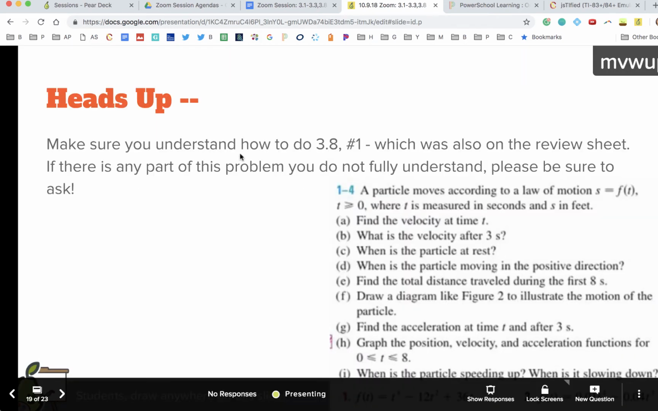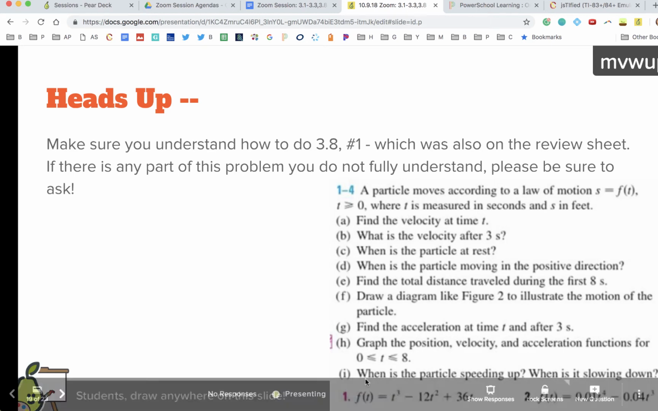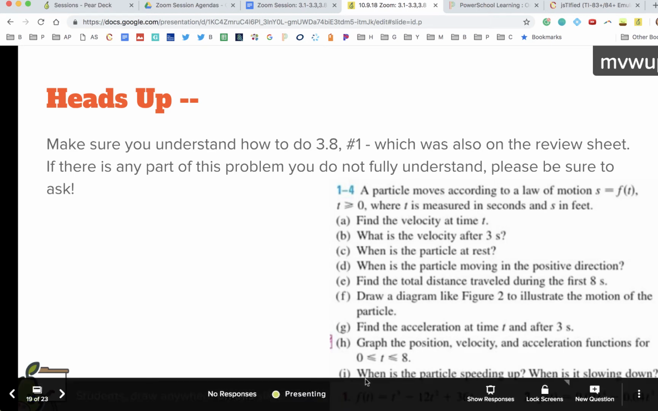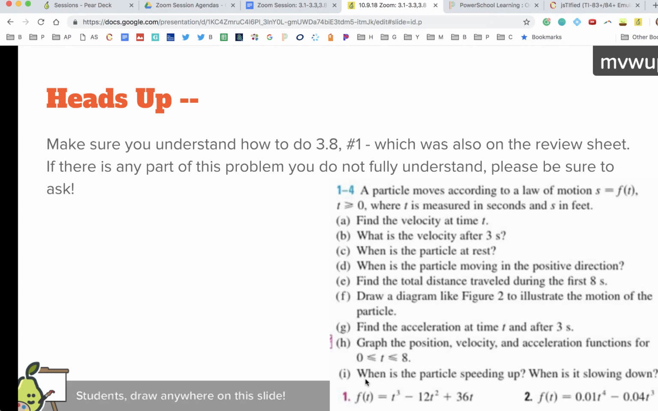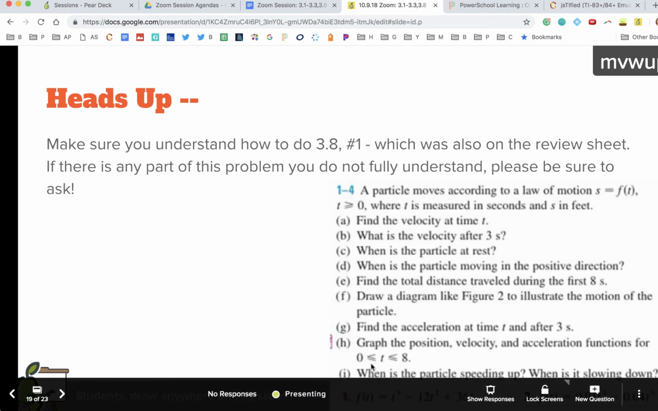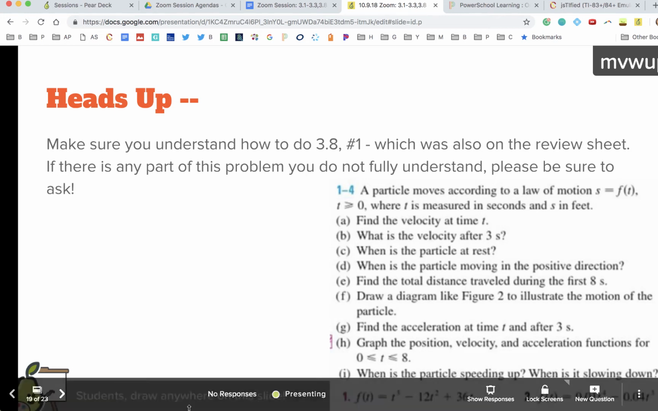Heads up, make sure that you understand how to do 3.8 number 1, which was also on the review sheet. Make sure you know how to do all the parts that will be asked of you on the quiz for sure. If you don't understand, be sure to ask. Be sure to look it over. You can rewatch the 3.8 video. That might be a good idea if you're confused at any part of it, and you do need to justify your answer. So when they ask when is the particle moving in the positive direction? Because velocity is positive there. When is the particle speeding up? Because velocity and acceleration have the same sign, and you can just look at the velocity curve to figure that out.